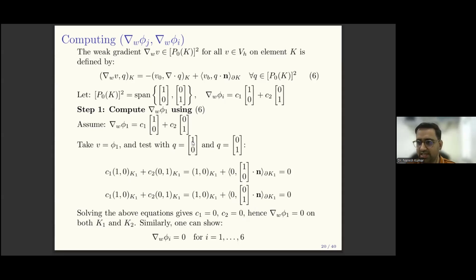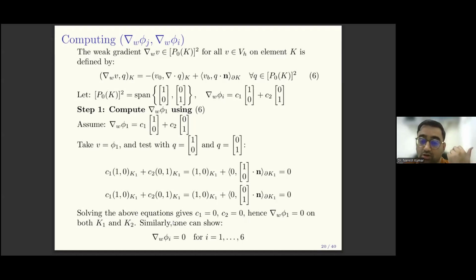So hence, if c1 and c2 are 0, then what is the gradient of phi 1? Gradient of phi 1 is c1 times this vector plus c2 times this vector. But c1 and c2 are 0, so basically the V gradient of phi 1 is 0. So here we find our V gradient of phi 1 is 0 on both the elements K1 and K2. A similar process you can apply for K2 also.